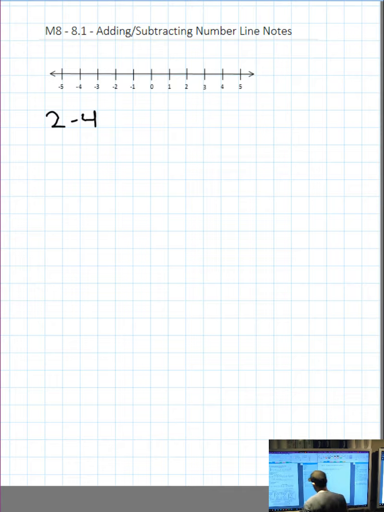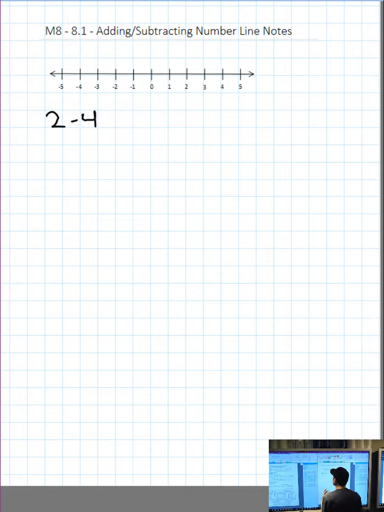Now 2 take away 4, well, that's a new concept. We haven't gone negative in elementary school. Maybe you have. 2 minus 4, what does that mean? Well, it means 2 take away 4. Well, you can't take away 4 from 2, but you can go into negative numbers.